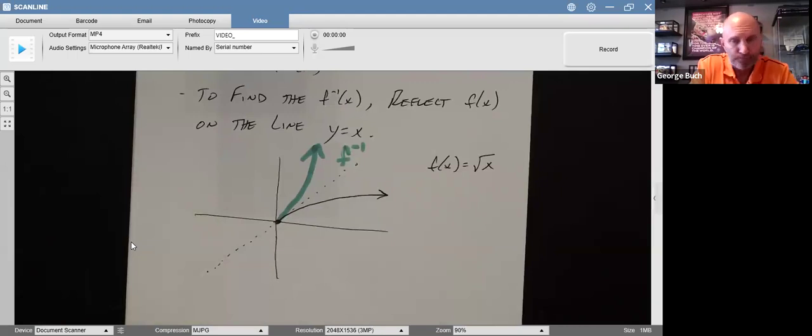All right, so that will do it. That is our content for inverse functions. Come on back and we will check out a bunch of examples of inverse problems.